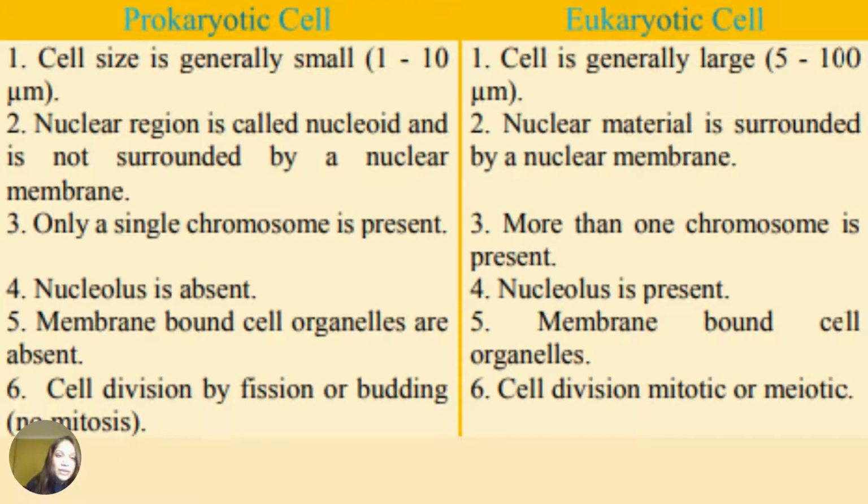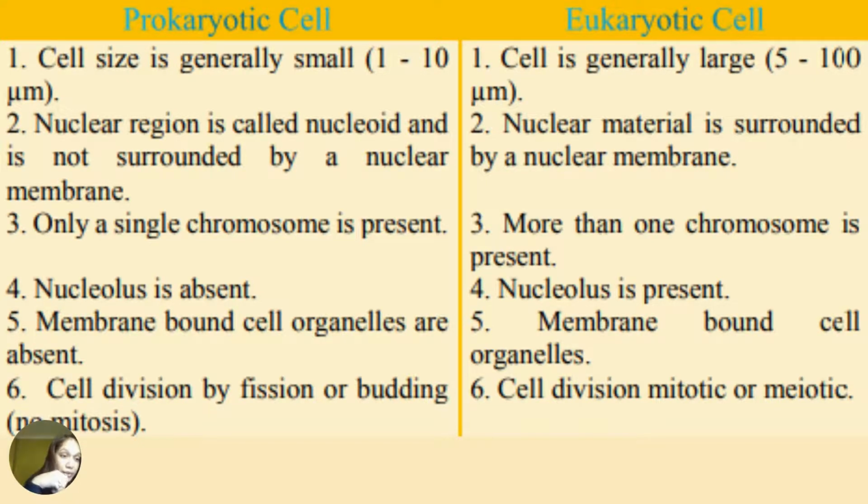We have listed out some of the basic characteristics that make these cells different from each other. On the basis of cell size, you can see that prokaryotic cells are generally smaller when compared to the eukaryotic ones. Like I said in the previous slide, the nuclear region, or nucleoid, is not surrounded by a nuclear membrane in the prokaryotic one, but it is surrounded by a nuclear membrane in the eukaryotic cell.